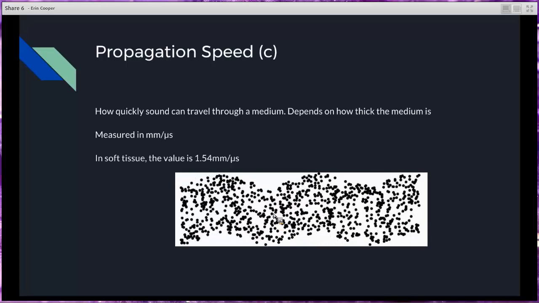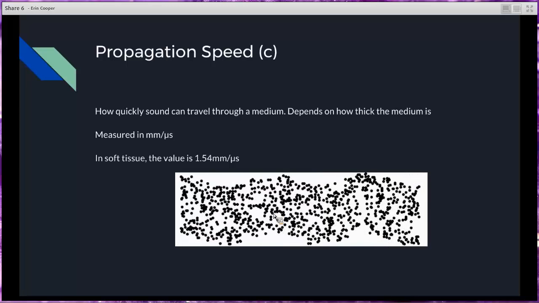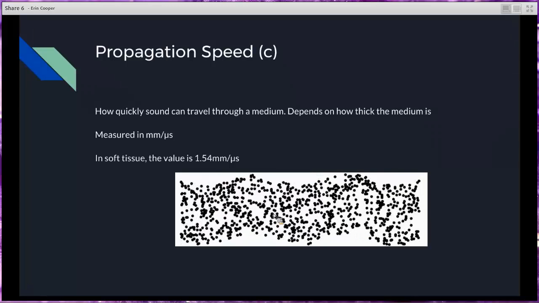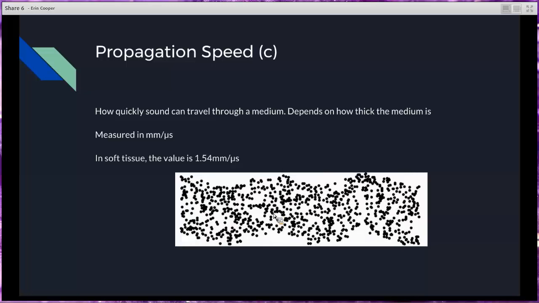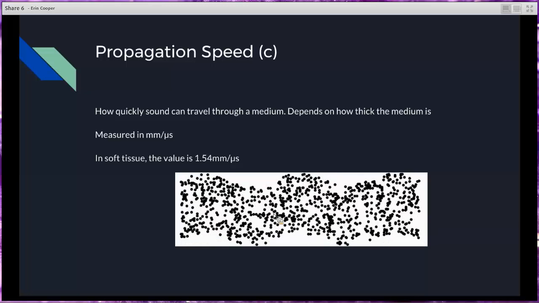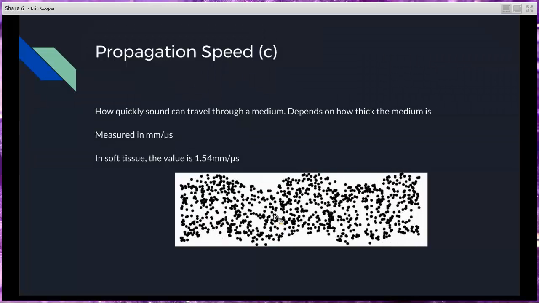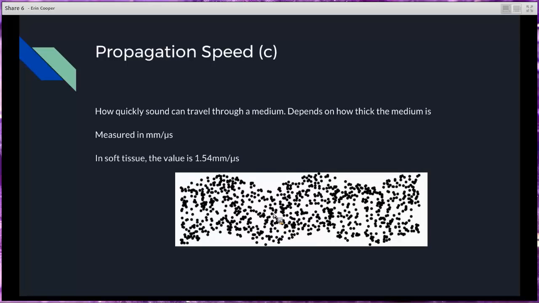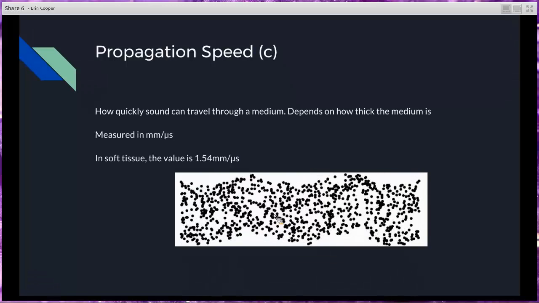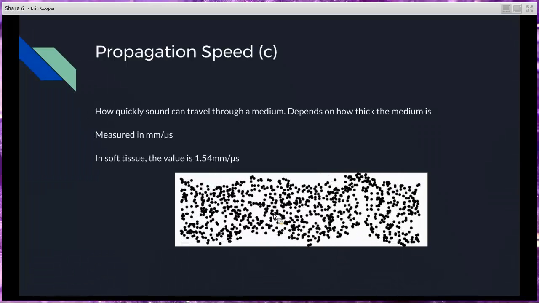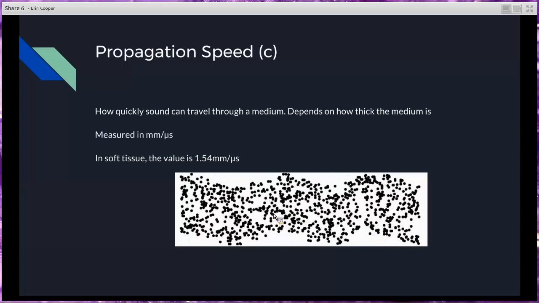And prop speed, in brief terms, just means how quickly sound can travel through a medium. We're going to use sound specifically, but how quickly that sound can travel through a medium. And it depends really on the density and how thick the medium is. The different properties of, if the particles are closer together, they're easier to bunch up, so it will pass through it a little bit nicer.